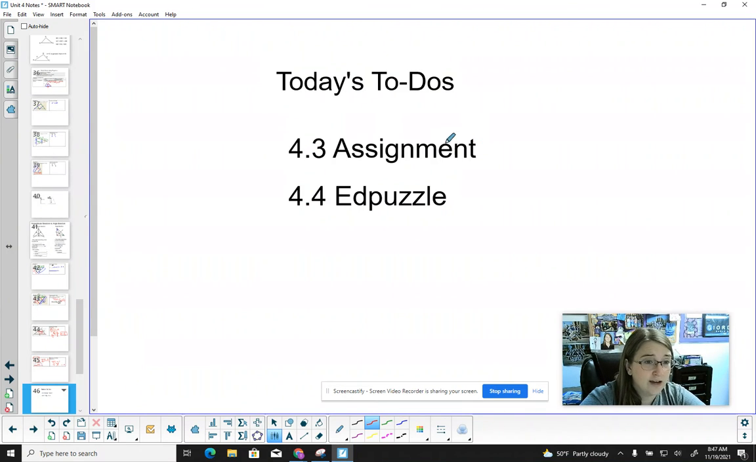So from here, you guys are going to go into the assignment, 4.3 assignment. You might need some extra help with it. I should be back near the end of class. After that, though, you also have the 4.4 Edpuzzle. Anything you don't finish, you guys know is homework over the weekend. We've got one more lesson left on Monday, so really make sure you're staying on top of this. If you've got any extra time, go back and do your old assignments.